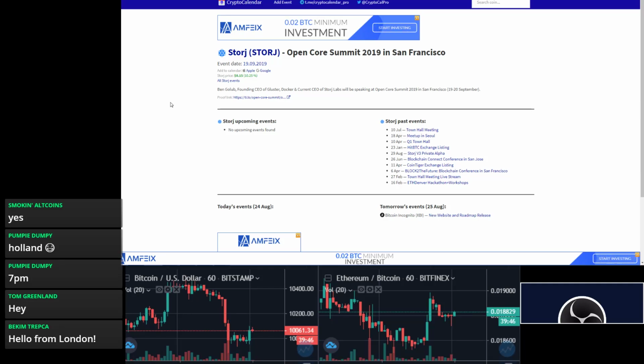Storage, I think, is going to be phenomenal. It has been going down and down with the rest of the cryptos. I've been pumping it for a long time. Not pumping it, but promoting my belief in it, because it is a decentralized place where you can use your own hard drives to become part of the network and earn cryptocurrency for renting out your hard drive. Like, everybody wants to be a landlord.